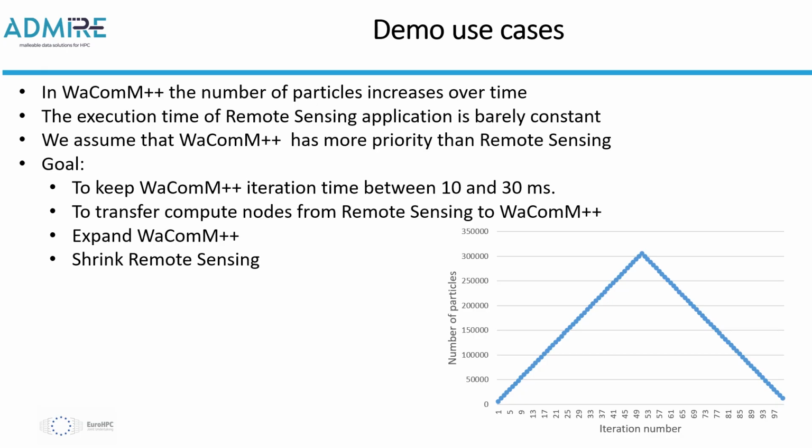To achieve this goal, we first use the existing resources in the platform, and if no more resources are available, then we transfer compute nodes from remote sensing to Wacom++. This means that we need to expand Wacom++ and shrink the remote sensing application at runtime.